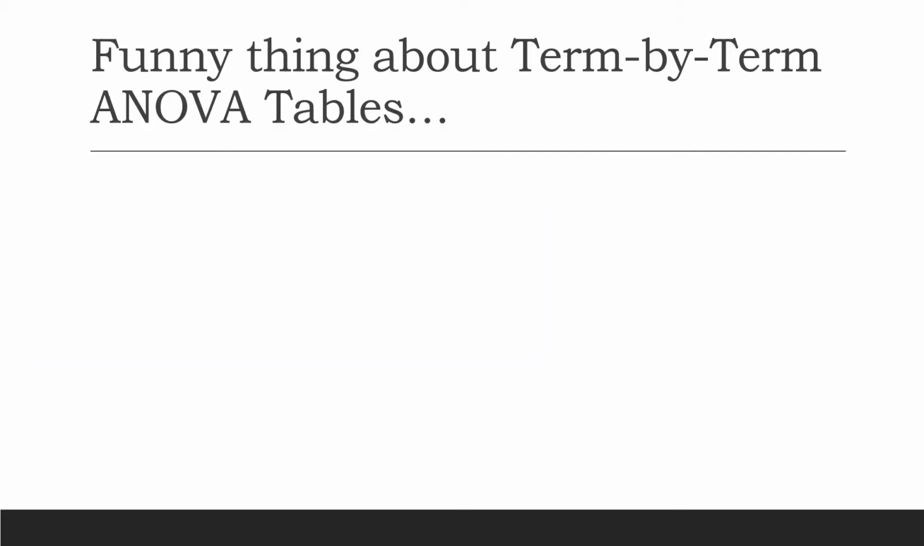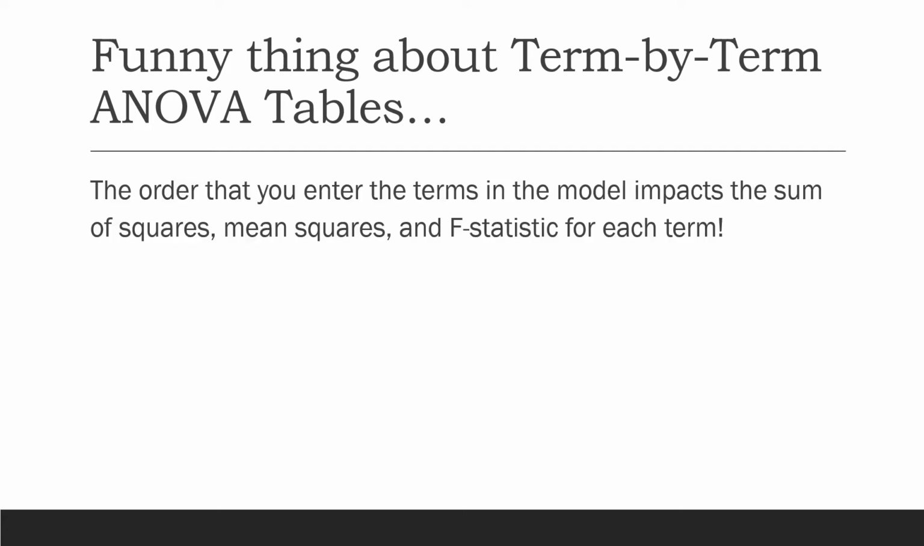Now there's one funny thing that you should know about term-by-term ANOVA tables, and that is that the order that you enter the terms in the model is going to impact the sum of squares, mean squares, and F statistic for each term. So not only which variables are in the model together, but the order in which you type them into R is going to make a difference. I'll show you what I mean.